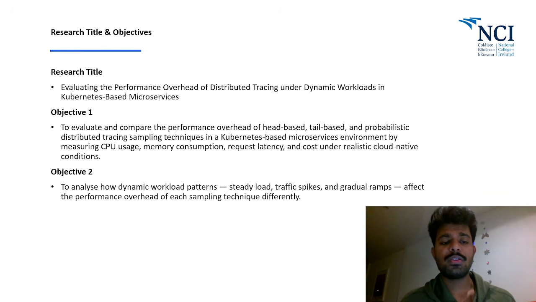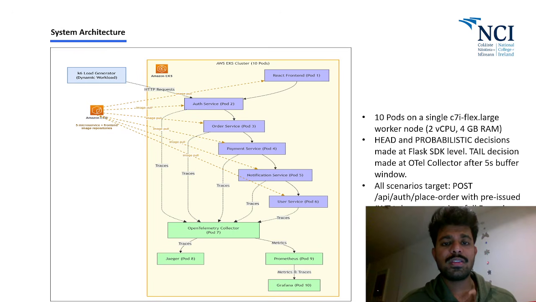And these are the questions and objectives, numbers 1 and 2. The first one is analysis of the performance overhead of different sampling: head-based, tail-based, and probabilistic sampling, finding the CPU usage, memory, latency, as well as cost. And objective 2 is how it is affected in different scenarios like steady workload and traffic spike, and how it behaves in these scenarios.